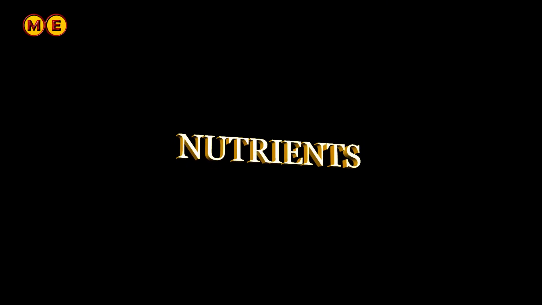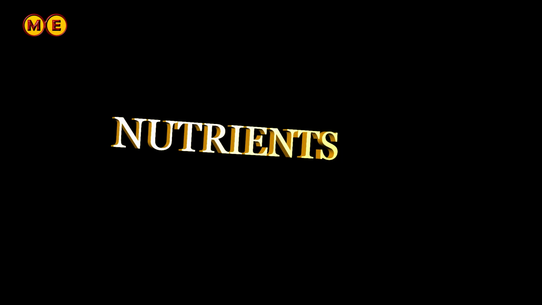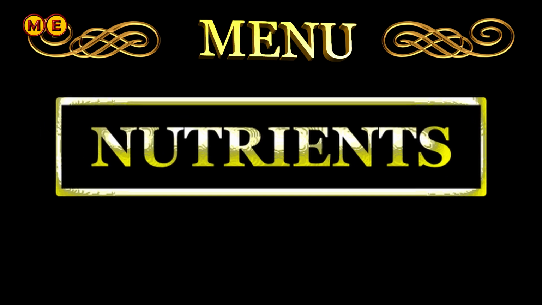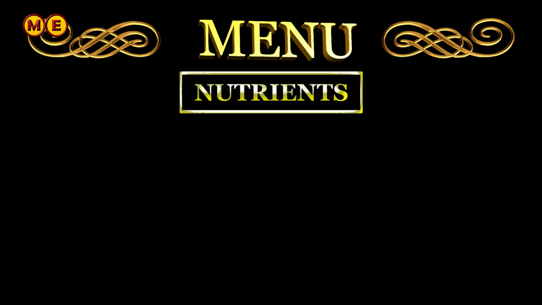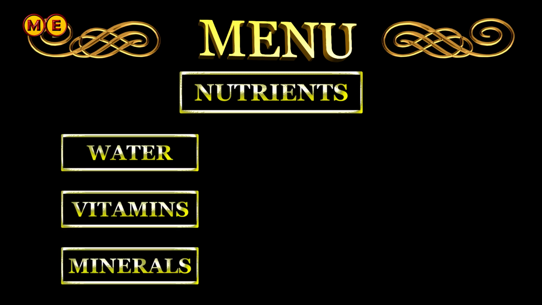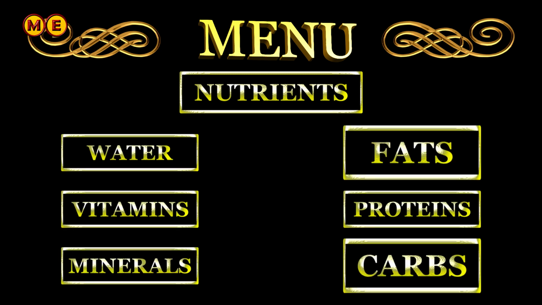Nutrients. We people eat things like pizza, sandwiches and lasagna, but the menu of our cells is made of nutrients. We all know that the standard way to classify all nutrients is to divide them into 6 groups: water, vitamins, minerals, fat, proteins and carbohydrates.